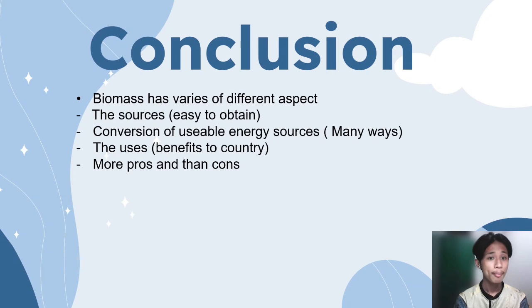In the conclusion, biomass has various different aspects, which are the sources are easy to obtain from animals and plants that can be recycled. The second one is the compensation of usable energy sources that can be obtained from the waste that I said before, and the uses are very beneficial for the country, and it has more pros and cons.